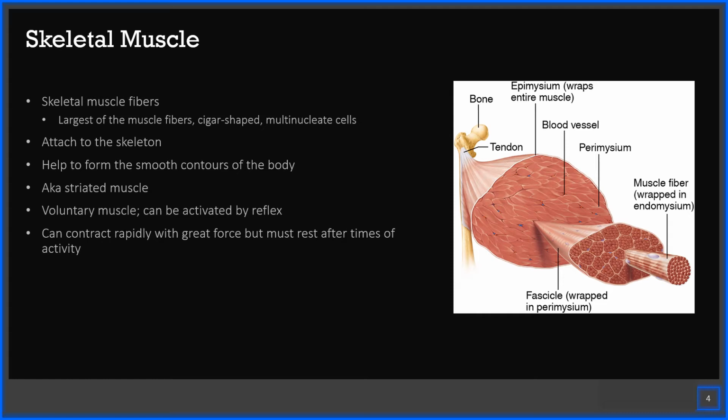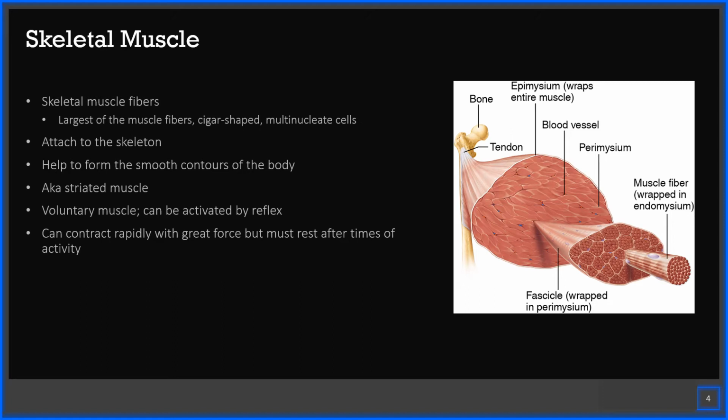So you can see here in the diagram that each muscle fiber is enclosed in a delicate connective tissue sheath called the endomysium. So you can see the endomysium in the center around each muscle fiber. And then several sheathed muscle fibers are wrapped by a coarser fibrous membrane called the perimysium. So it's grouped muscle fibers, and the perimysium surrounds that. And this forms a bundle of fibers called a fascicle.